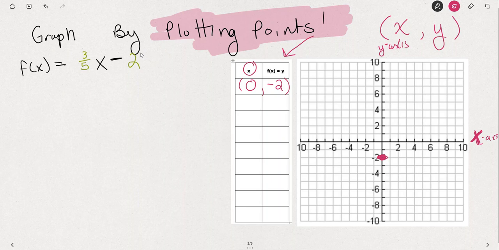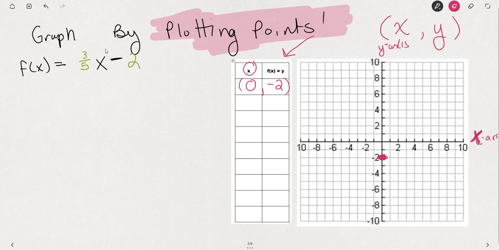So let me show you the point plotting method, and then I'll go back and show you a shortcut for using the M and B. The B is the y-intercept, the M is the slope. I'll show you that method also. So here's how it works. I'm going to pick 3 points. Now I really only need 2 points.